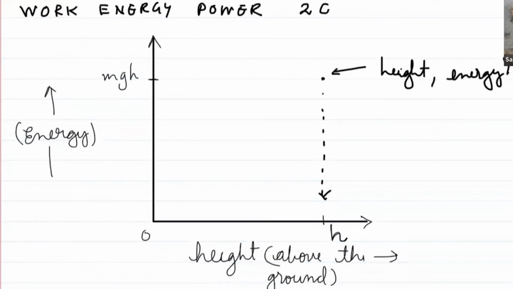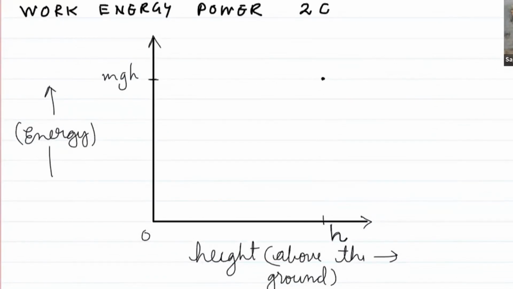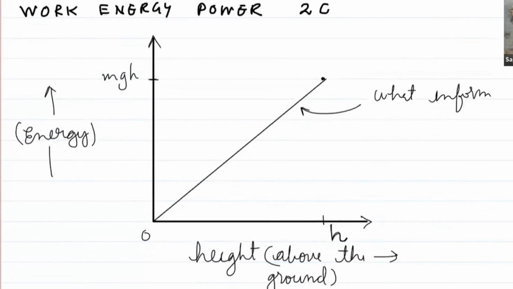Now, that was a point. I'm going to draw a line now. So this line will be starting from the origin and coming to this point. I want you to now study this line and tell me what is happening, or what information the line is conveying.